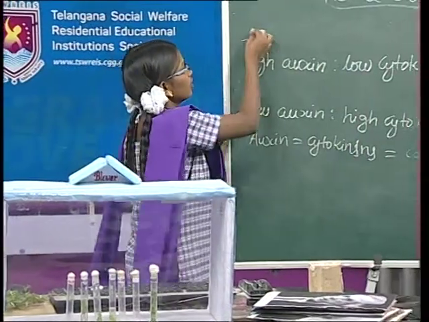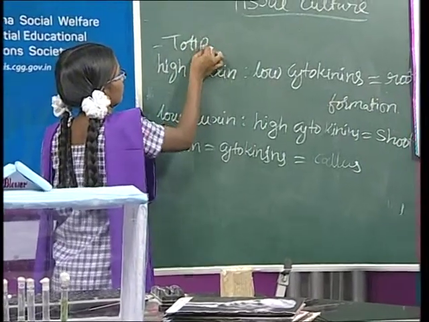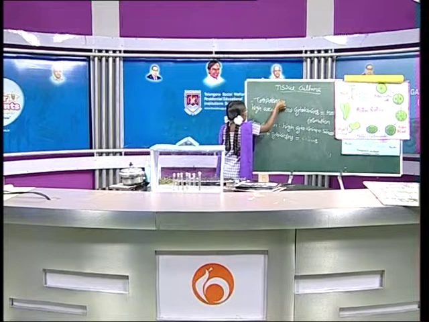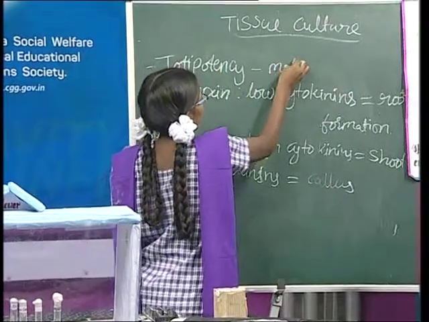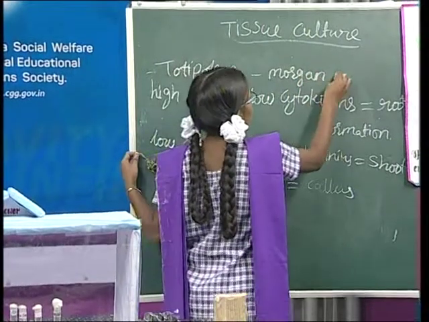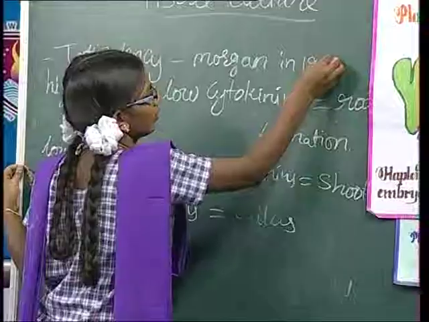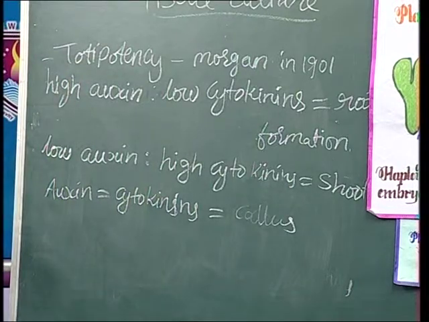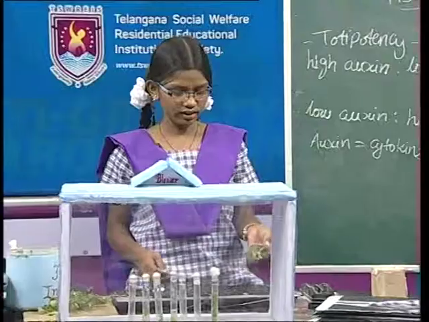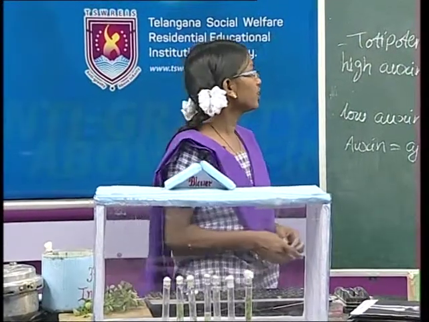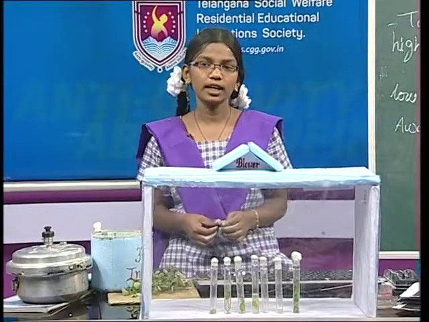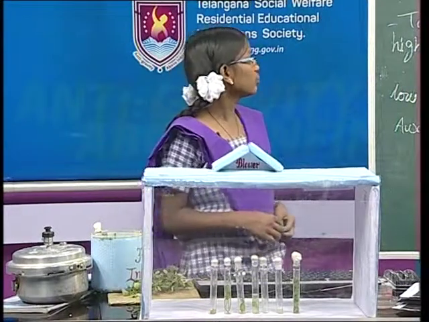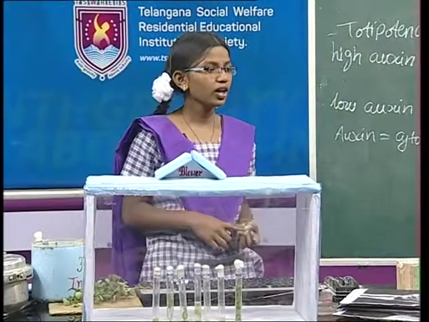Totipotency was first coined by Morgan in 1901. S.T. Stewart first experimentally demonstrated totipotency from root secondary phloem tissue. This is about totipotency.